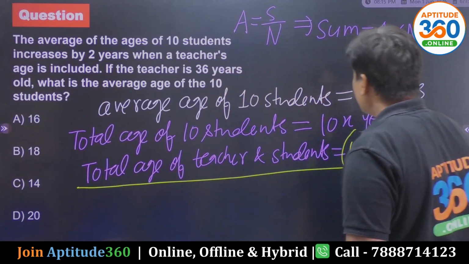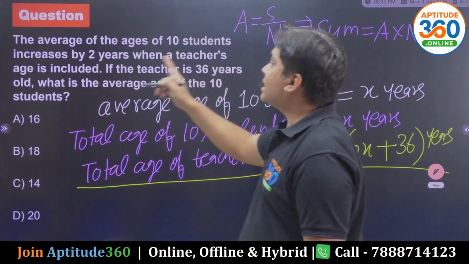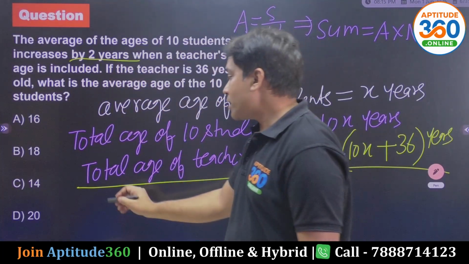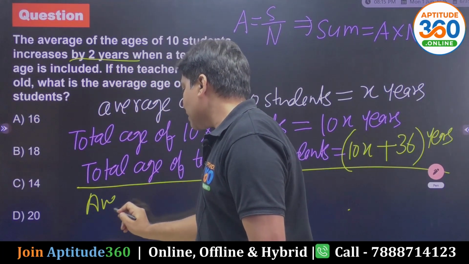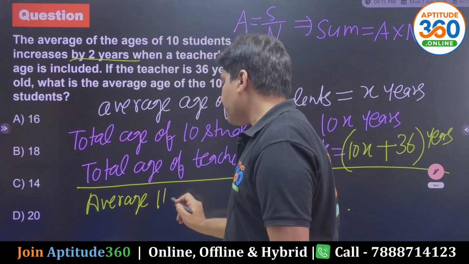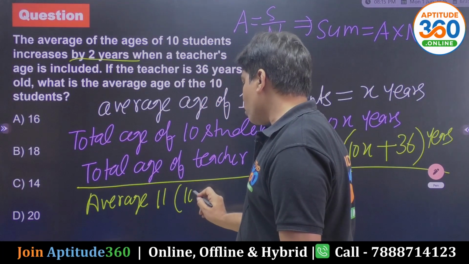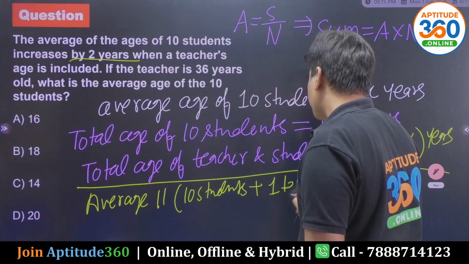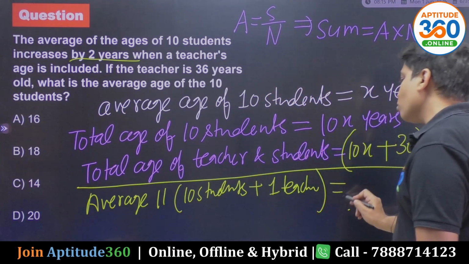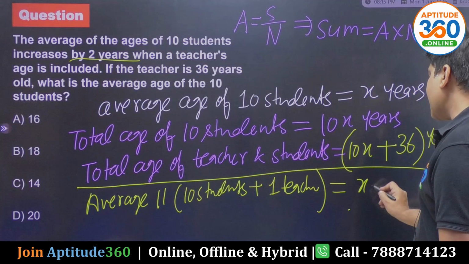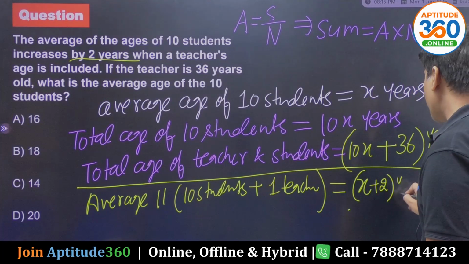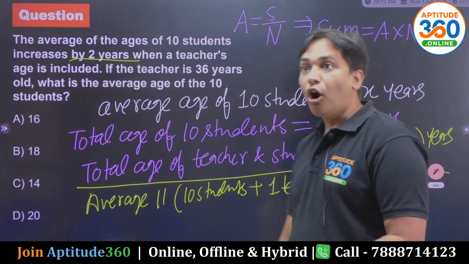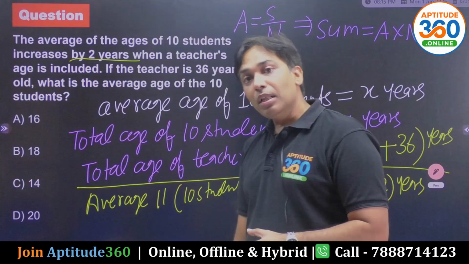Now, the problem says that when teacher's age is included, the average increases by 2 years. So what is going to be the average of 11 people? I would say 11, which is 10 students plus 1 teacher. And if you take that into consideration, what is going to be happening? It is x plus 2 years, isn't it? And if that is the case, average of 11 people is x plus 2.